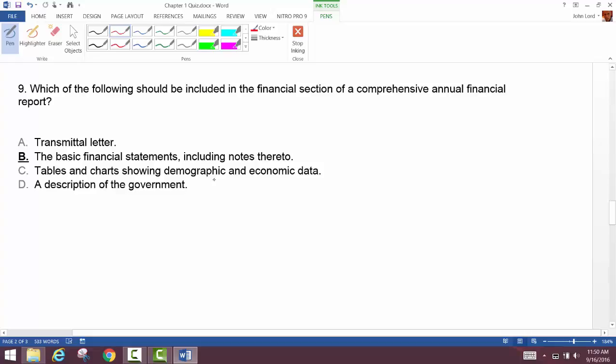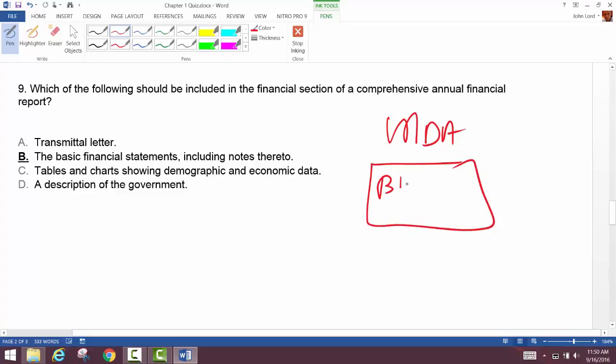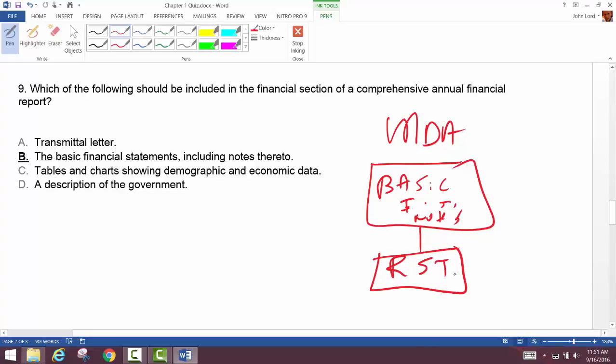Number 9, which of the following should be included in the financial section of the comprehensive annual financial report? And remember, we did what? We picked up the MD&A. We picked up the basic FS. And the notes there too. And then we had what? What's in this bottom box? RSI, and we stuck all that into the financial section of the CAFR, didn't we? Okay, so the financial section includes the basic financial statements and the notes there too.